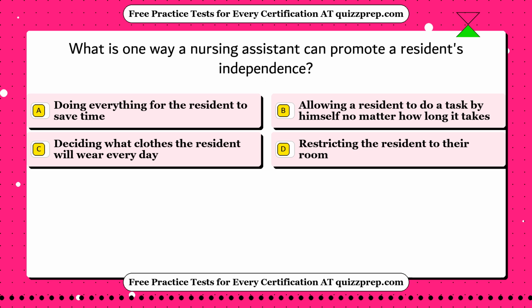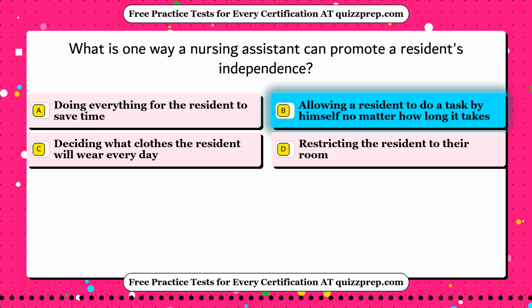Question 70. What is one way a nursing assistant can promote a resident's independence? Option A. Doing everything for the resident to save time. Option B. Allowing a resident to do a task by himself no matter how long it takes. Option C. Deciding what clothes the resident will wear every day. Option D. Restricting the resident to their room.